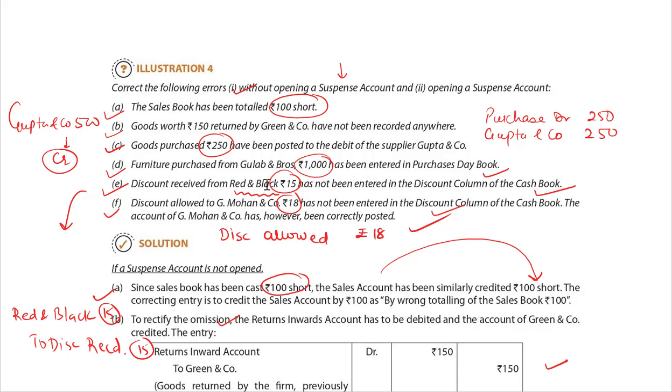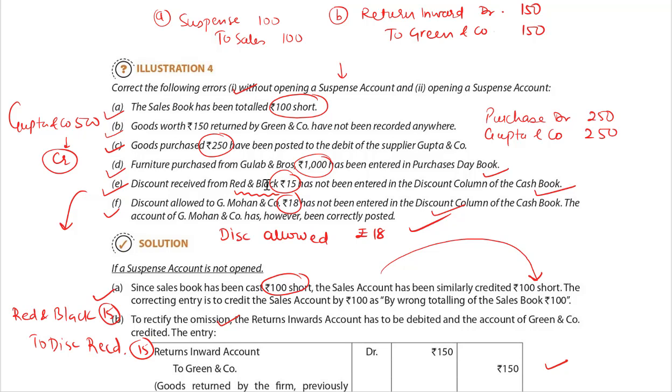Just read this point A again. The sales book has been totaled 100 short. So sales book is 100 short, so we will write To Sales 100, but in debit nothing is there, so we will write what? We will write suspense. A is done. Now see this B part. Goods worth 150 returned by Green and Company have not been recorded anywhere. The same entry would be there. Return inward, that is sales return, account debited. The amount is 150 and 150 would be credited to Green and Company. I think it is clear.